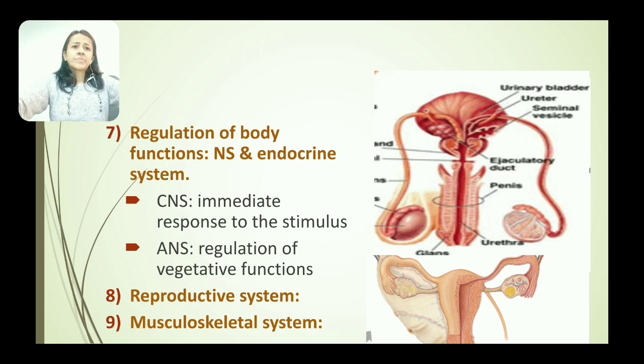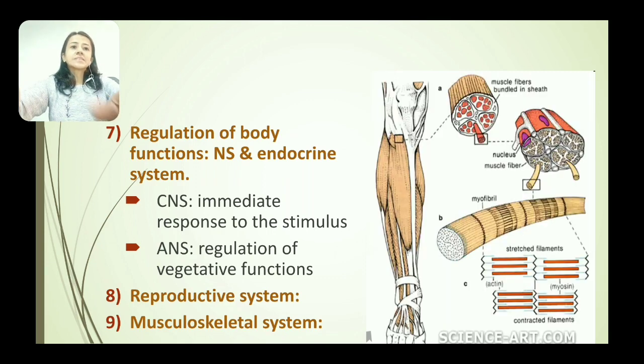Reproductive system. Although if the reproductive organs are not functioning properly, the individual survives, the reproductive system is important for the continuation of species. Musculoskeletal system is important for motility, and the motility is required for shelter, for food, as well as to move away from adverse surroundings.